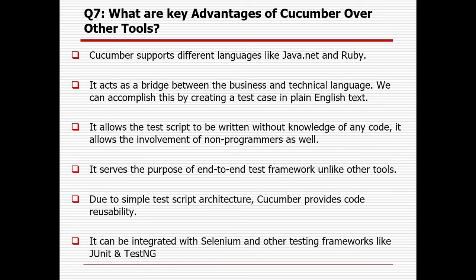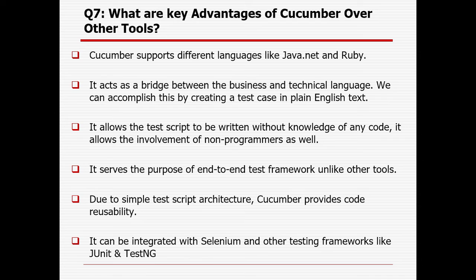What are the key advantages of Cucumber over other tools? So there are so many tools available in the market, right? But still Cucumber is very popular, because nowadays the BDD framework is very popular because everyone can interact, everyone can contribute, everyone can brainstorm. After that, everyone can make a solution, right? So that can be implemented easily with the help of BDD and Cucumber.